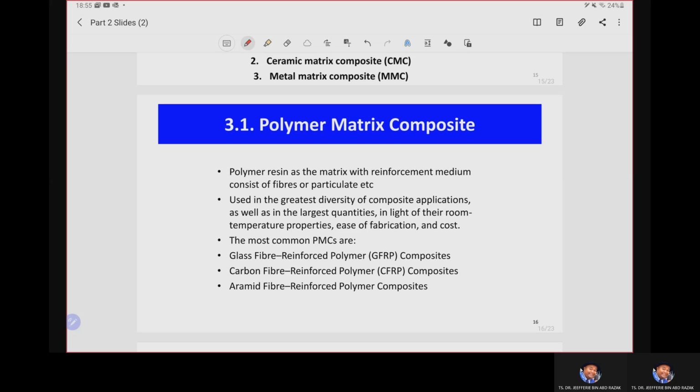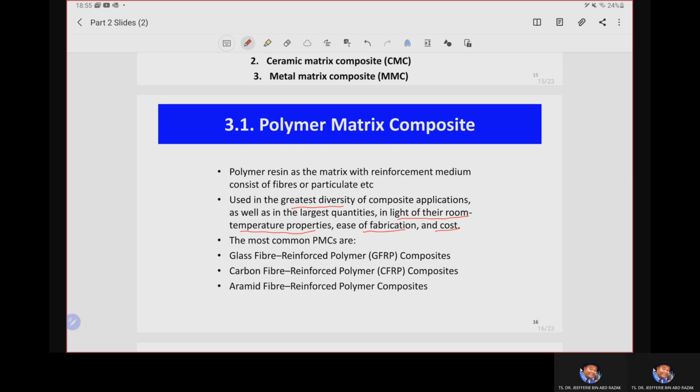So PMC is used in the greatest diversity of composite applications at the largest quantity, since this kind of composite can be processed at lower temperature or even at room temperature. Easy manufacturing process for fabrication and also very cost effective.